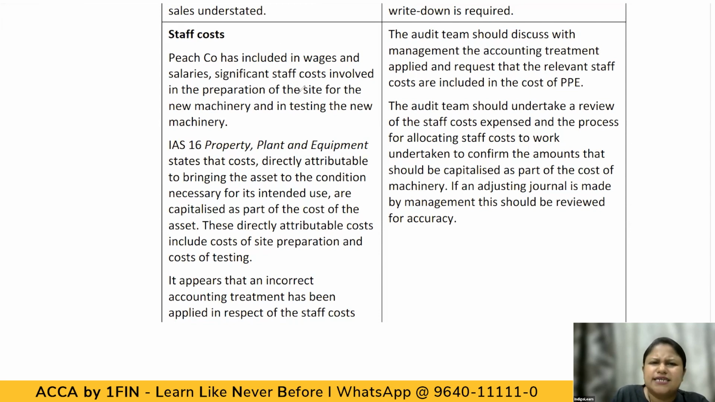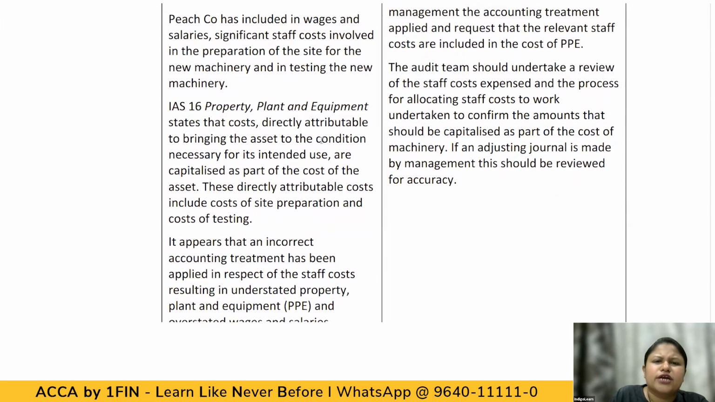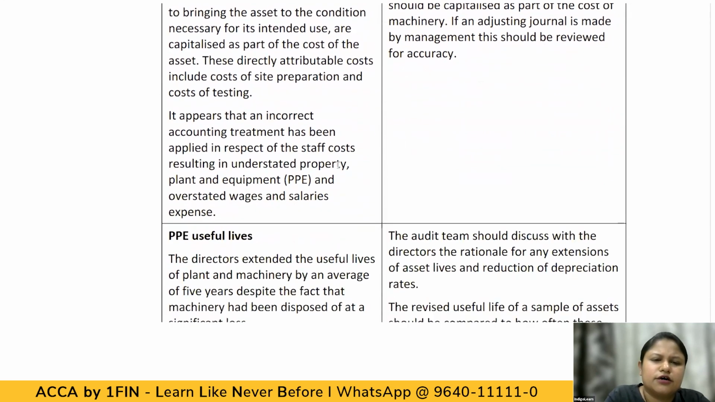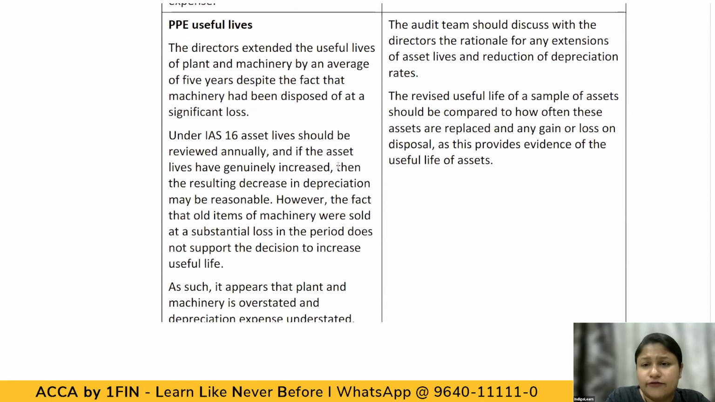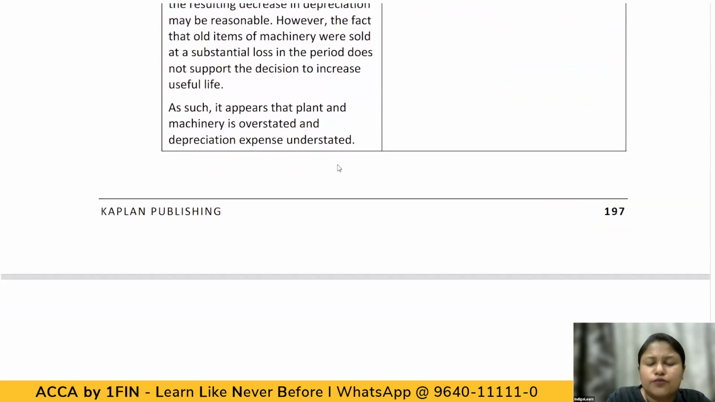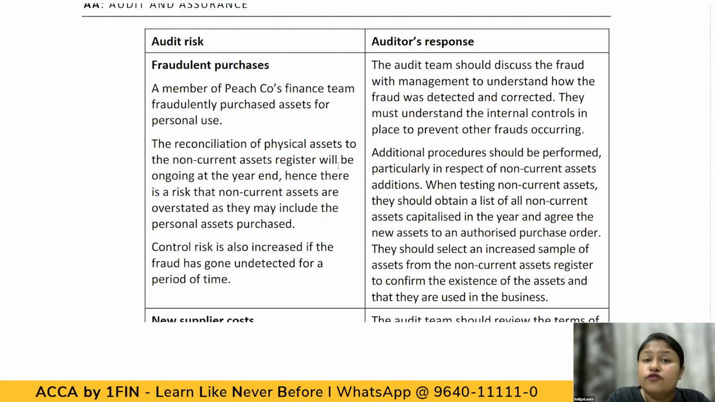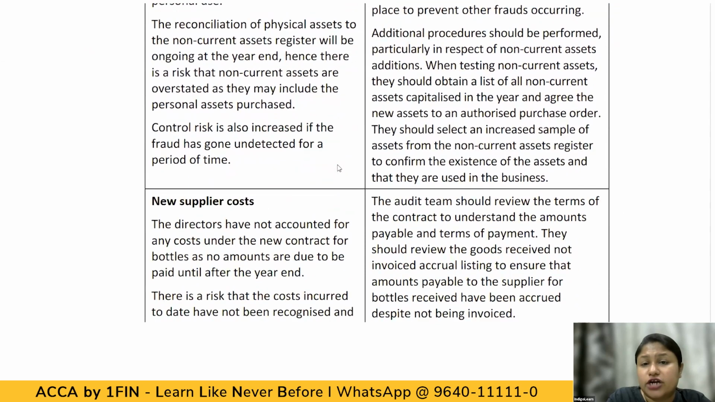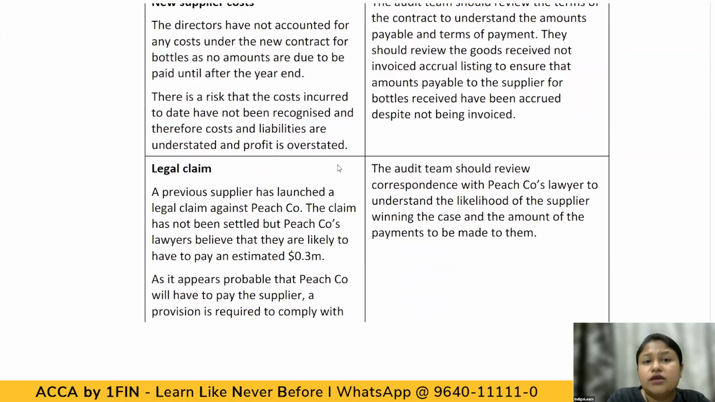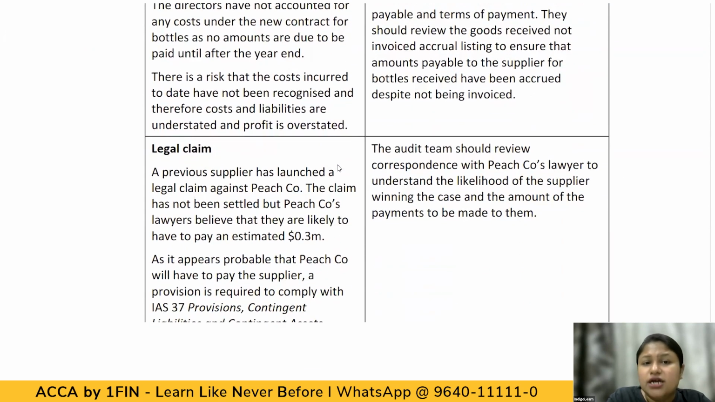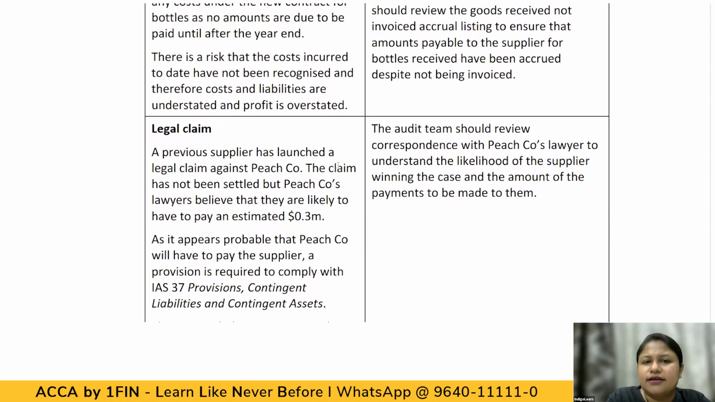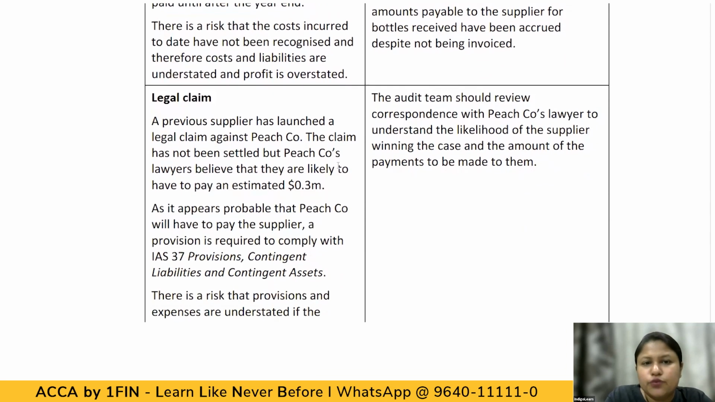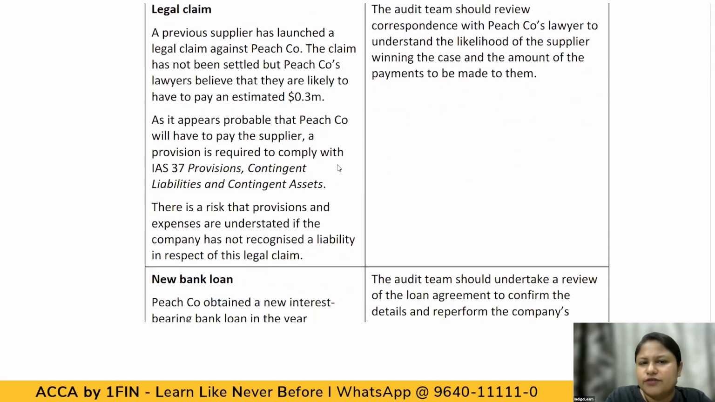Okay. So basically, on staff cost you can talk about it, or you can look into further processes, like we picked up the PPE's useful life. It is an unreasonable estimate also, so based on that, you have to check the depreciation. Fraudulent purchase will be accountable for your control risk; control could be a failed one. New supplier cost: there is a risk that liability could be understated, because I'm recognizing the liability towards the 3 months payment that is due. The legal claim, which you have not accounted for.